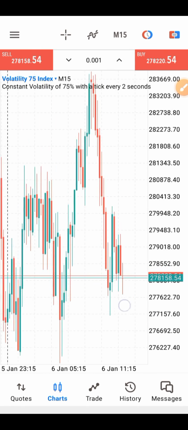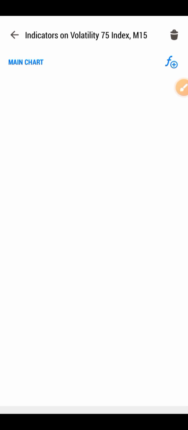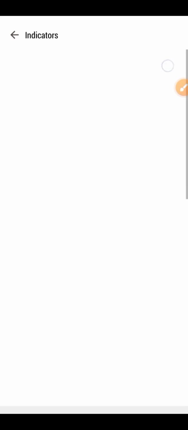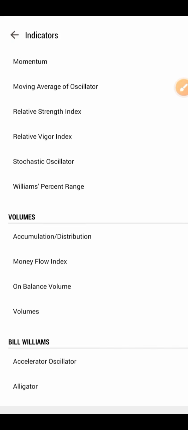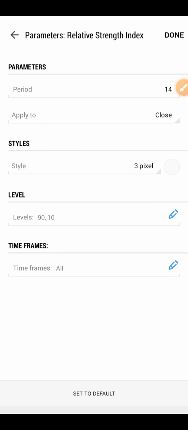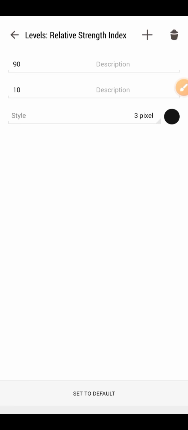So what you need now is just to click on this. On the main chart, click on the F plus, then let's find the RSI, relative strength index. So you need it as the default setting. The only thing you are going to change here is the level. So put it at 90 and 10.